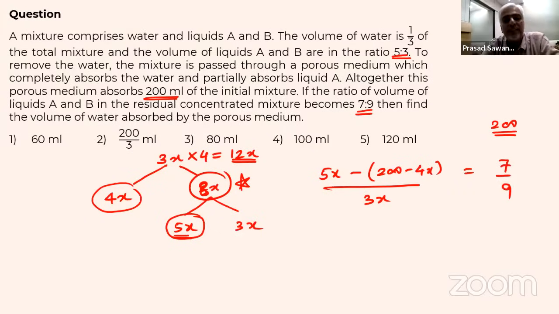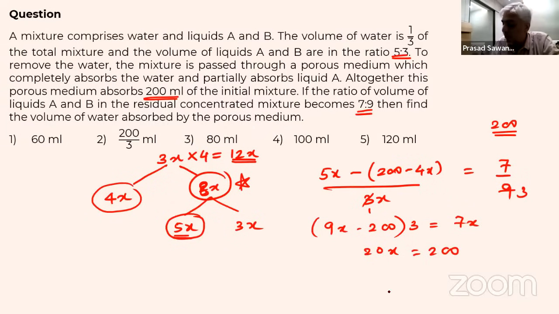You can solve this. Pathetic method. I would not like this method. 3 ones are 3, 3 threes are 9. You can still finish it off. 5x plus 4x is 9x. 9x minus 200, into 3, is equal to 7x. 27 minus 7, 20x is equal to 200.